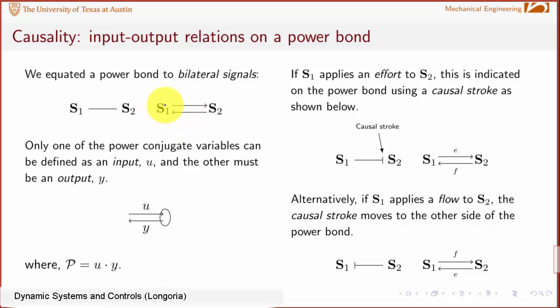Note that when you have a signal flowing from S1 to S2, that means that system 1 is specifying that variable to system 2. We don't yet know which variable this is, and that's one of the things we need to denote on this graph. At every power port, I've drawn a little power port here, there's always going to be one variable, either effort or flow, that's an input to that power port, and there's always going to be an output by the nature of physical dynamics. The product is always going to be power.